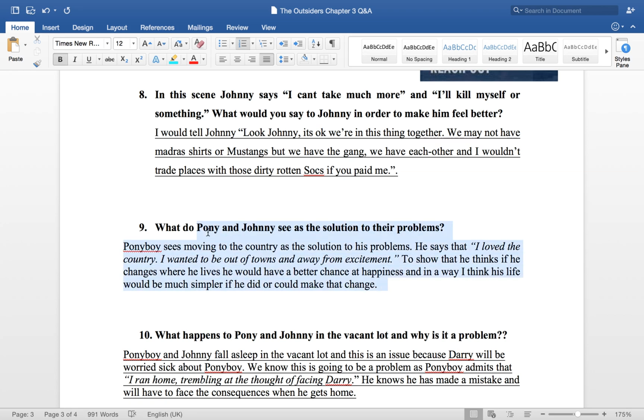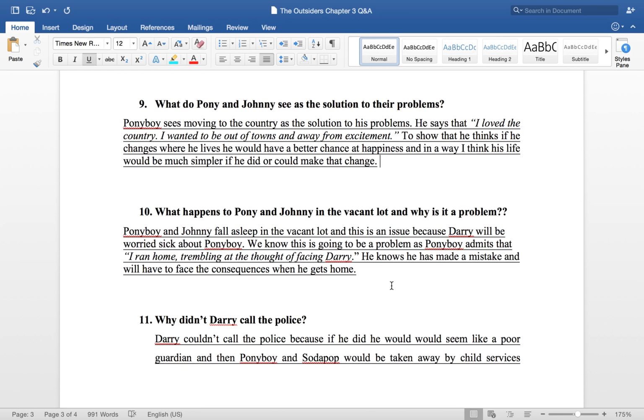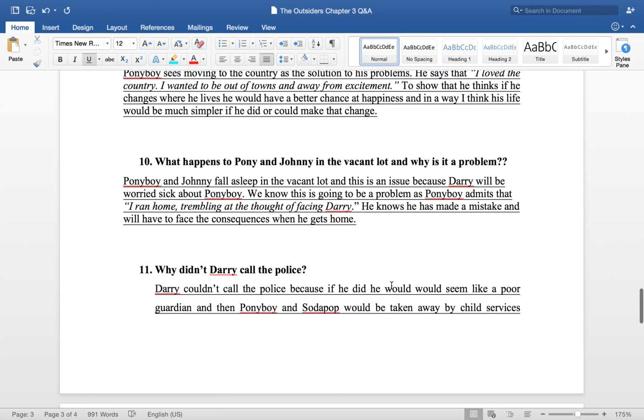So what Ponyboy views as the solution to his problem is moving to the country. So Ponyboy sees moving to the country as the solution to his problems. He says that, I love the country. I wanted to be out of towns and away from excitement. To show that he thinks if he changes where he lives, he would have a better chance at happiness. And in a way, I think life would be much simpler if he did or could make that change. So yeah, of course, a lot of his problems would melt away, but I'm sure more new problems would arrive.